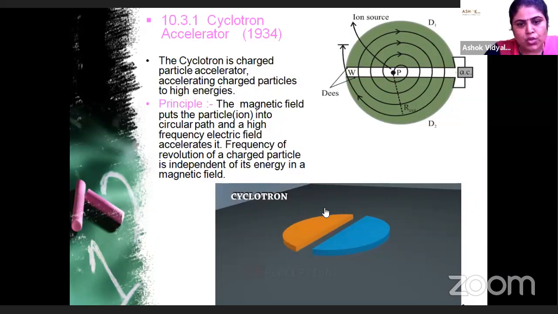Here these are the two Ds. This is D1 and this is D2. Then we are going to accelerate these particles into these two Ds, and then we are increasing the radius of these particles.